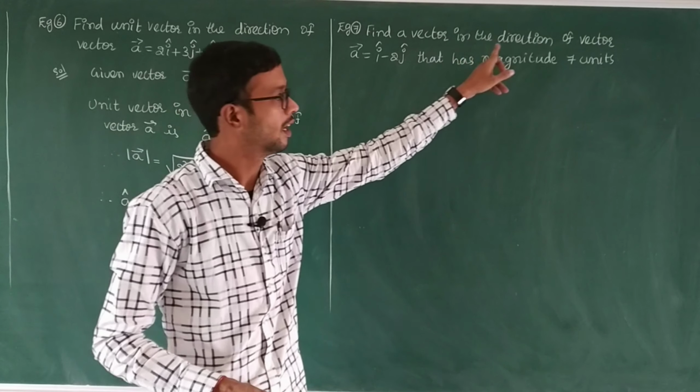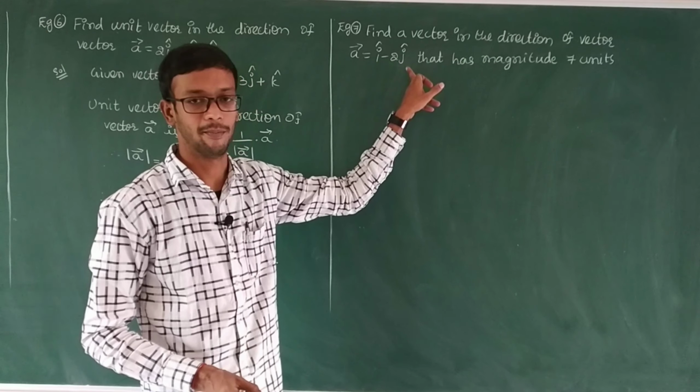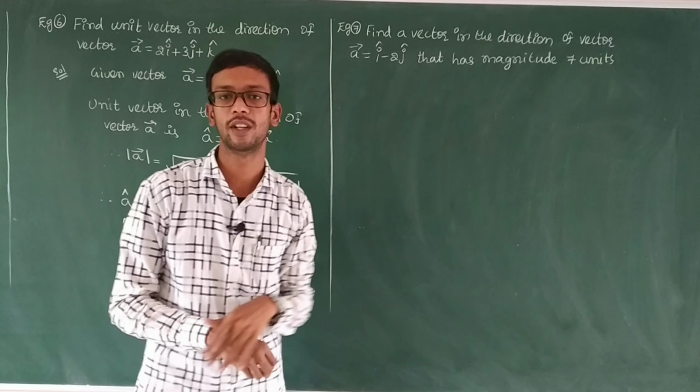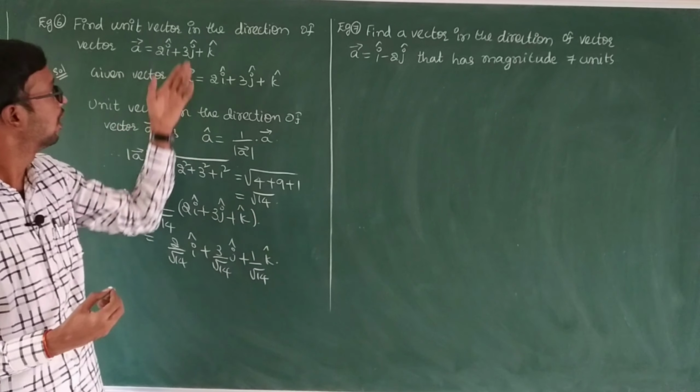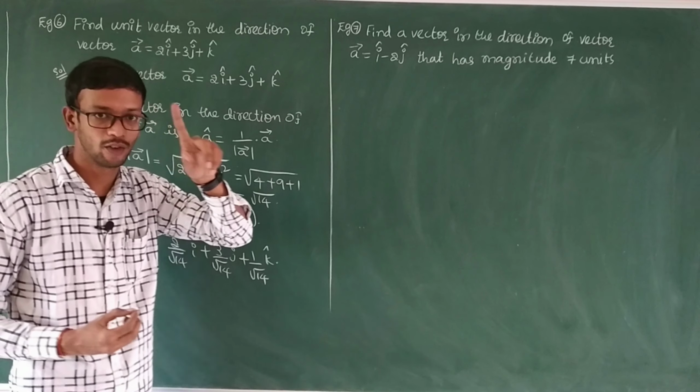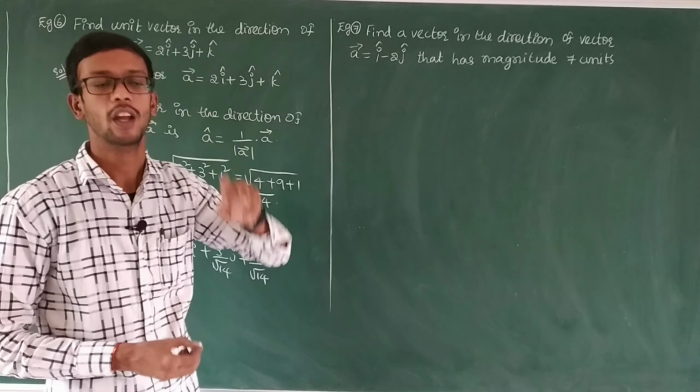Find a vector in the direction of the vector A bar that has magnitude 7 units. Unit vector means 1 unit. If you know 1 unit, we can find the 7 units easily. If 1 pen costs 5 rupees, then 4 pens cost 5 into 4, which is 20 rupees.